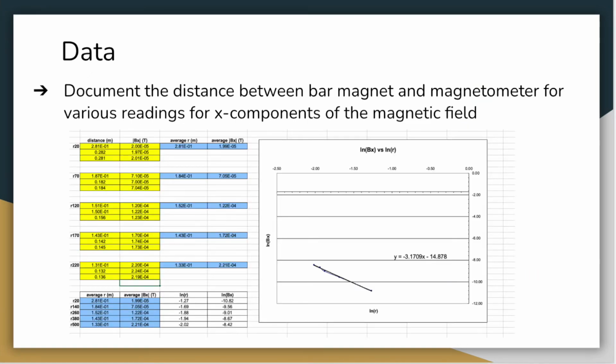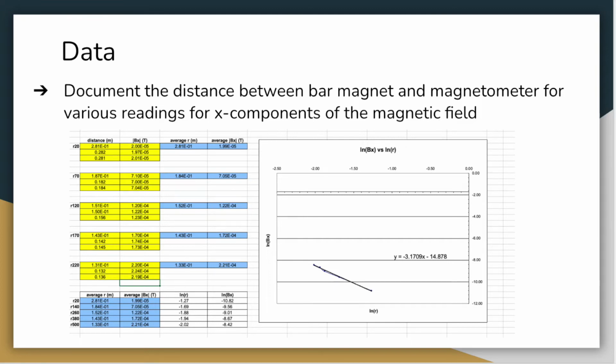Now that we have the location of our magnetometer, there are certain values that we want to see, and we record the distance at which each value shows up on our app for the X component of the magnetic field. These are 20, 70, 120, 170, and 220 microtesla. We've gone ahead and done 3 trials for each value, documenting the distance and the magnetic field shown on the phone.